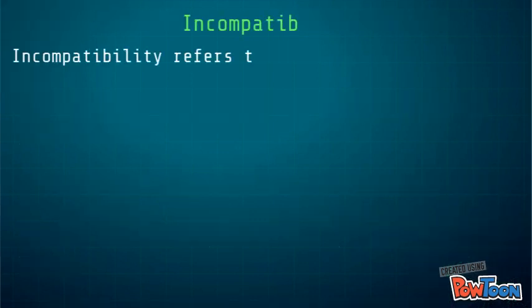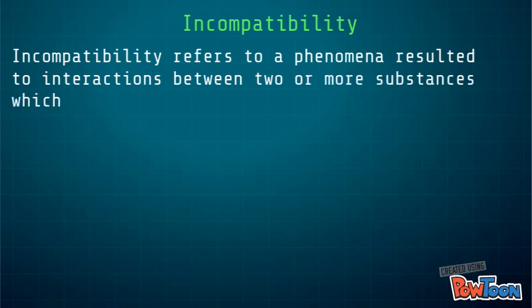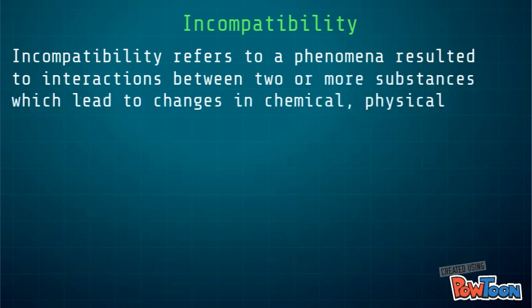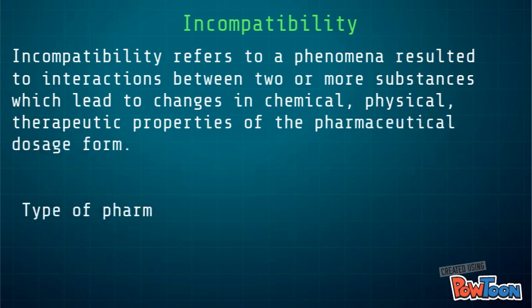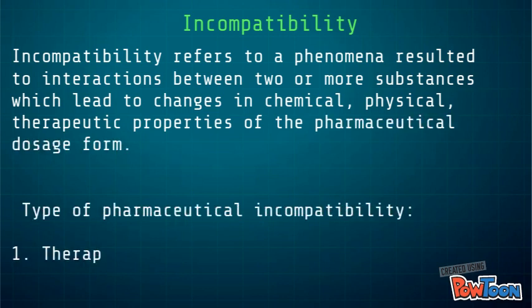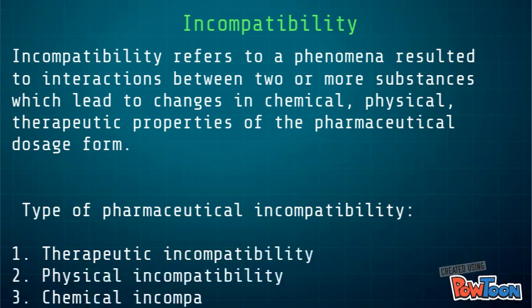Incompatibility definition. Incompatibility refers to a phenomenon resulting from interactions between two or more substances which lead to change in chemical, physical, or therapeutic properties of the pharmaceutical dosage form. Types of pharmaceutical incompatibility are therapeutic, physical, and chemical incompatibility.